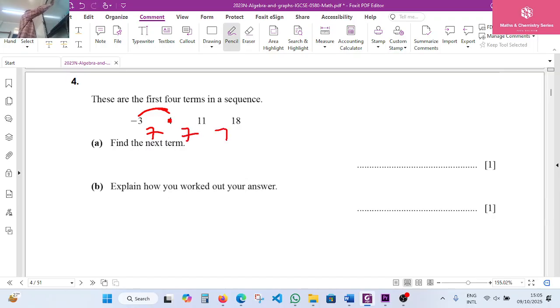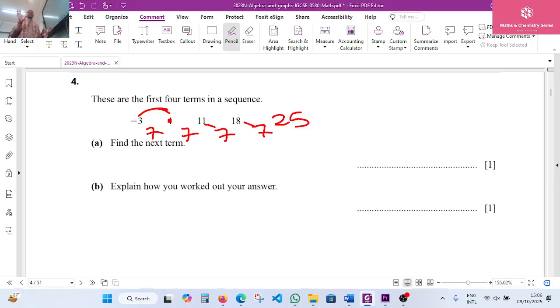18 minus 11 gives me 7. So it looks like the difference that we have there is always a 7. So if you add diagonally to say 18 plus 7, it means the next term within the sequence is going to be 25. Now, this explanation that I was giving tells us how we got our answer by looking at all the adjacent terms' difference.